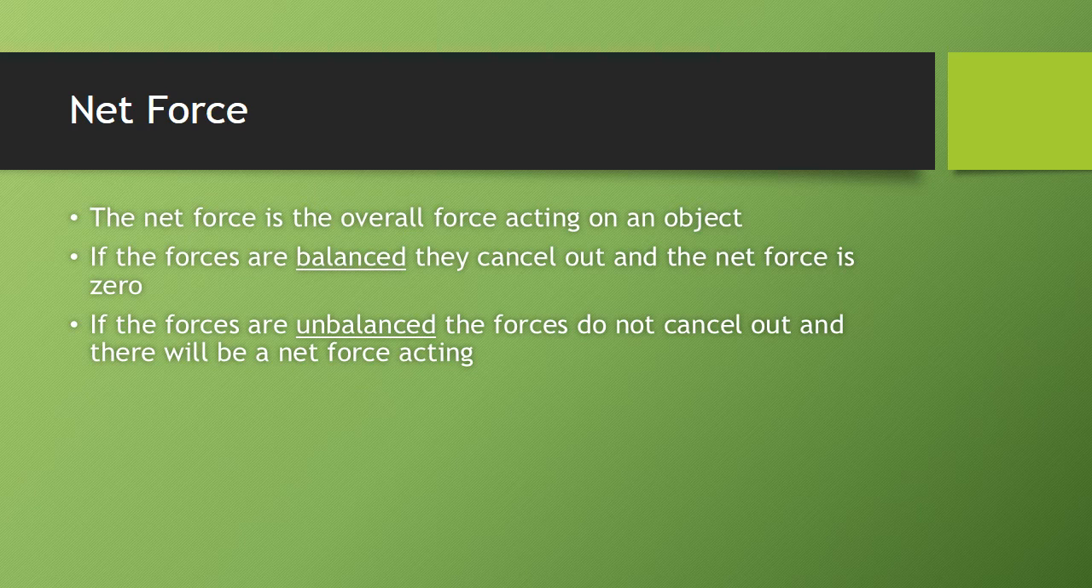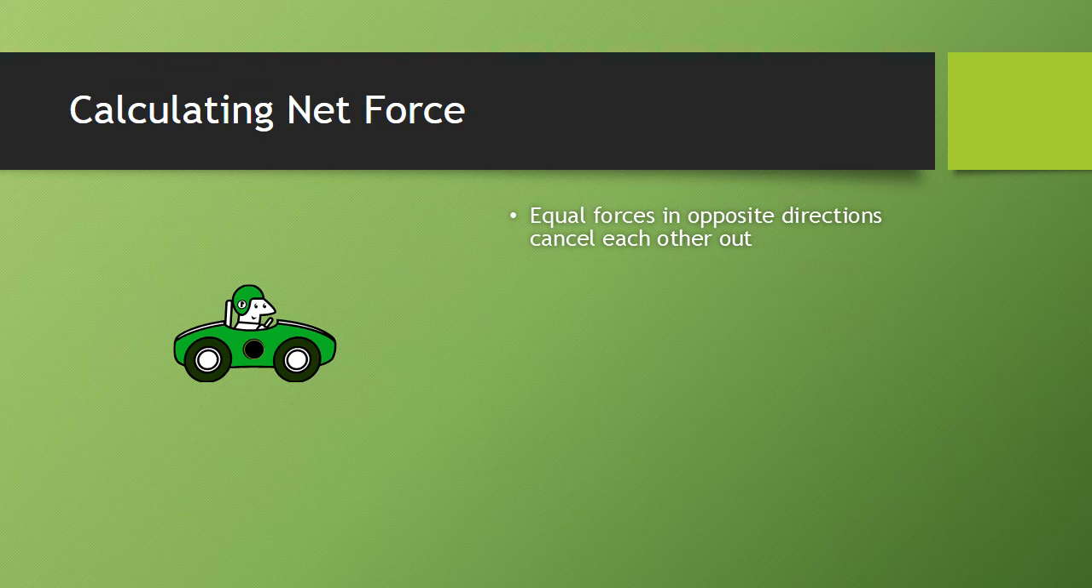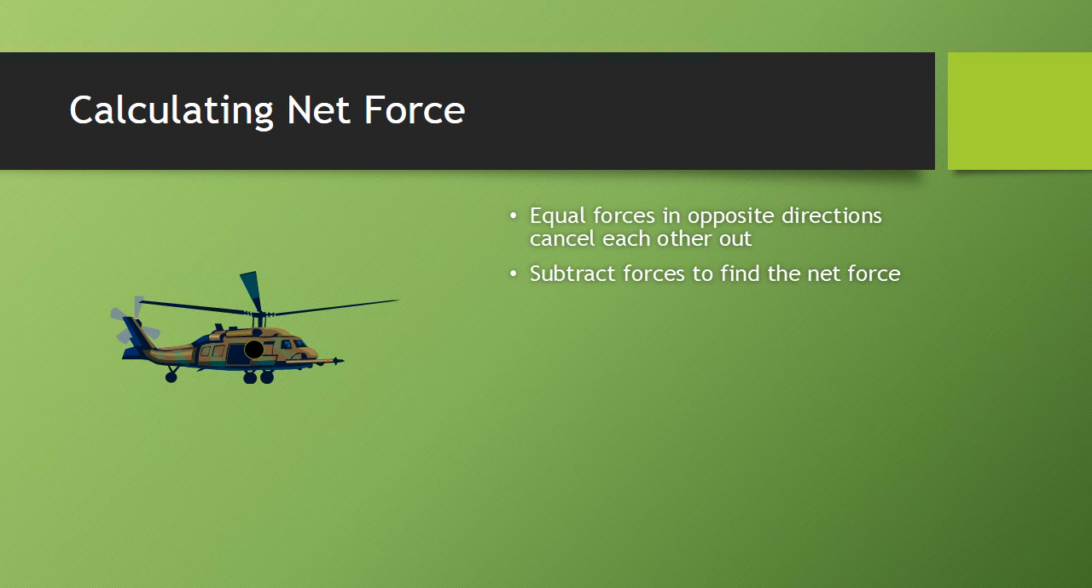Let's talk about something called the net force. The net force is the overall force acting on an object. If the forces are balanced, then they cancel out and the net force is zero. If the forces are unbalanced, they don't cancel out and there will be a net force acting. If we look at this car, it's got a 5,000 Newton force of gravity and a 5,000 Newton support force. Because those forces are equal and opposite, they cancel out and there is no net force.